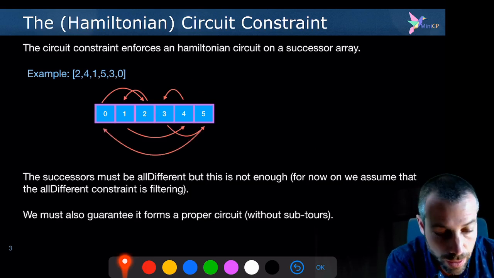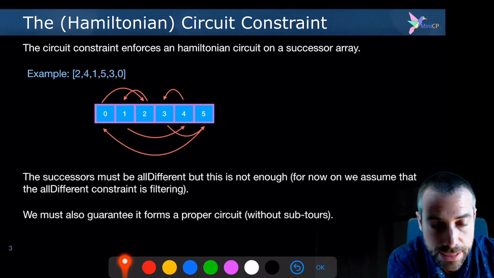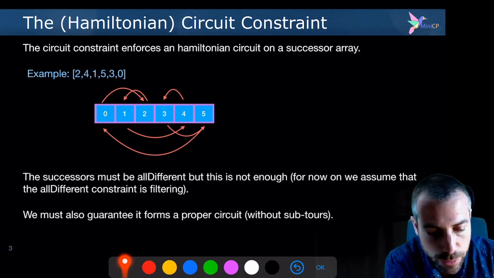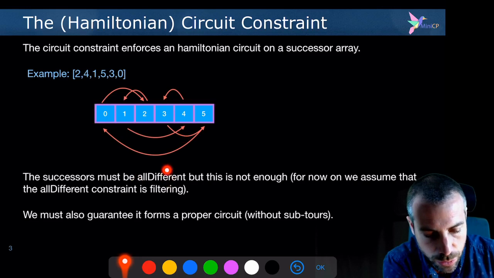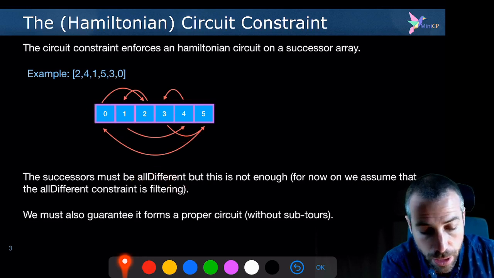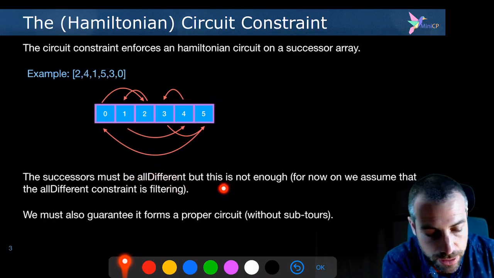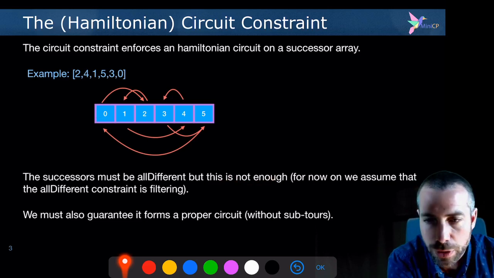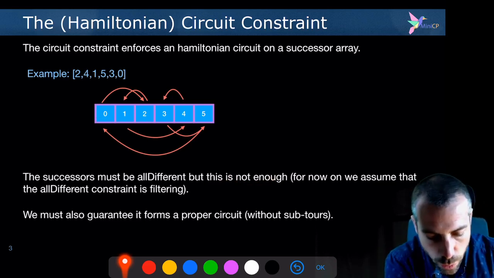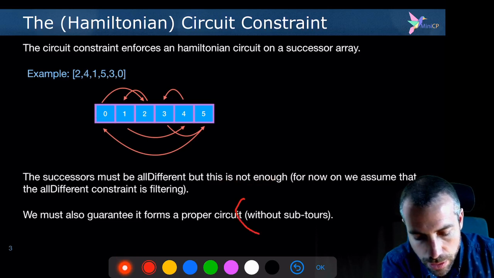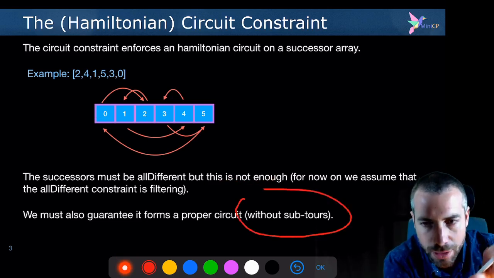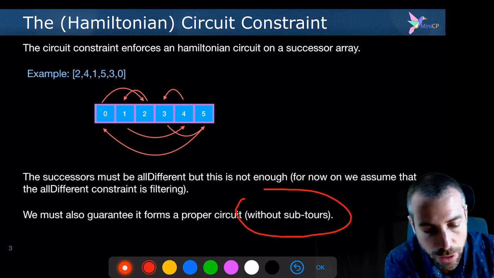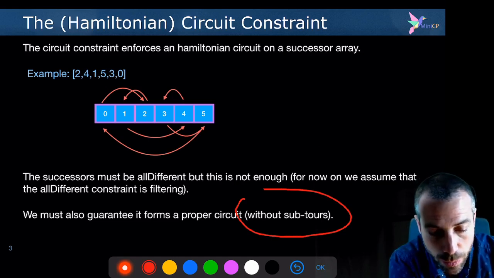What you can already see is that in order to have a Hamiltonian circuit, we must have a permutation here, which means that all the numbers must at least be different. So we have at least an all-different constraint that is enforced here. But this is not enough to enforce that you have a proper Hamiltonian circuit. What you also need is subtour elimination. You cannot have a situation in which you visit only a subset of the cities, and this is also possible.